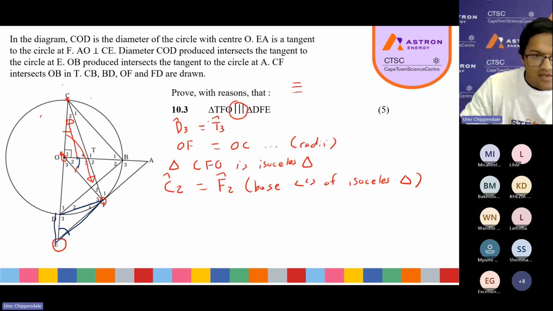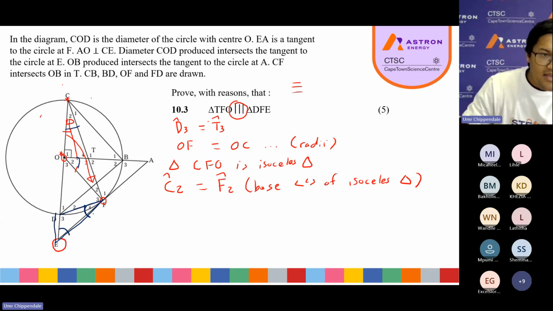That makes more sense. So now we're going to look at our B4, which is this one over here. So our F4, which is this, is going to be equal to our C2. And C2 is this side. And why are they going to be equal? That's because of the tan chord theorem.